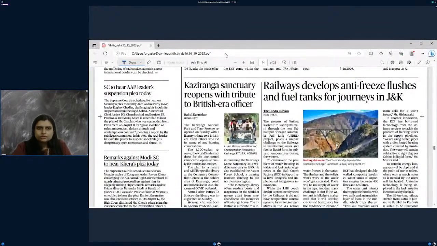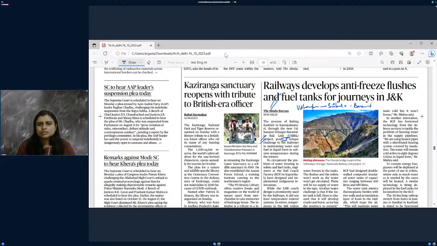So the next news on your page is: Railways develop anti-freeze flushes and fuel tanks for journeys in Jammu and Kashmir. The process of linking Kashmir to Kanyakumari through the new Udhampur Srinagar Baramulla rail link. So what is happening is the Udhampur Srinagar Baramulla rail link. Now, this project is unique in what aspect?